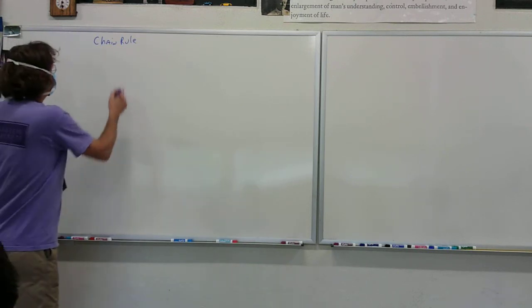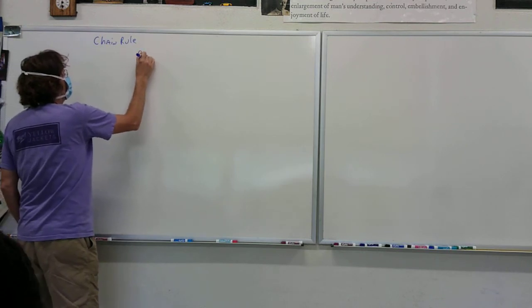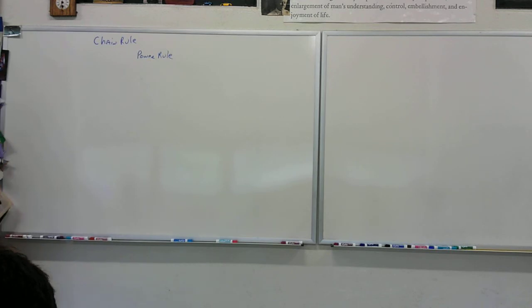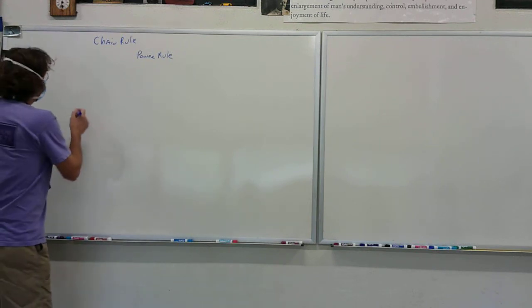But under the chain rule, there's a thing called the power rule. And really, that's what I'm going to teach today, is one part of the chain rule. The chain rule is an umbrella that covers a couple different things, and within it is this wonderful thing called the power rule. Okay? Now, I'm going to show you when to use it, and I'm going to show you how to use it.